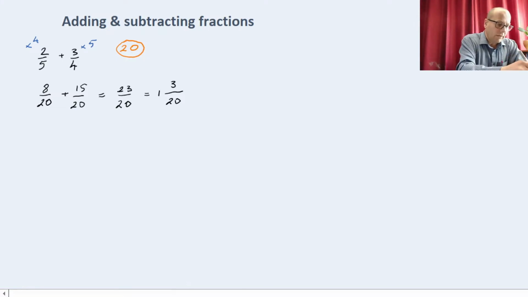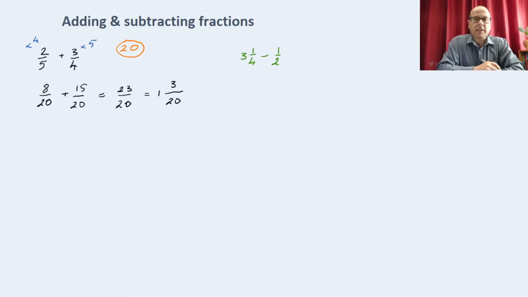Let's consider another fraction. 3 1/4 minus a half. We already know that adding and subtracting fractions follows exactly the same rule. They both need the common denominator.